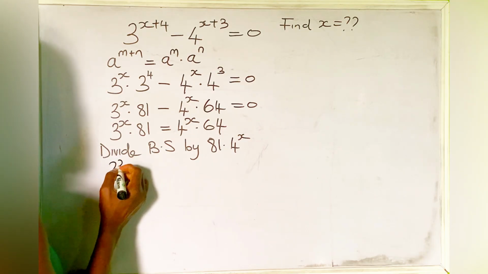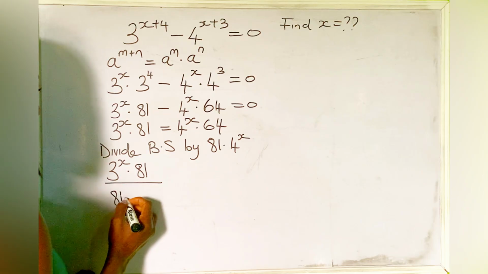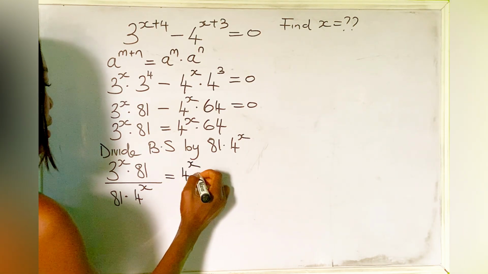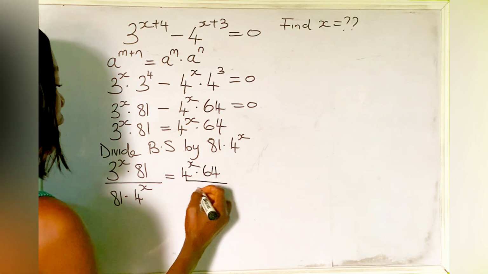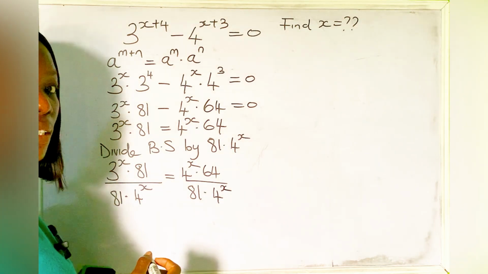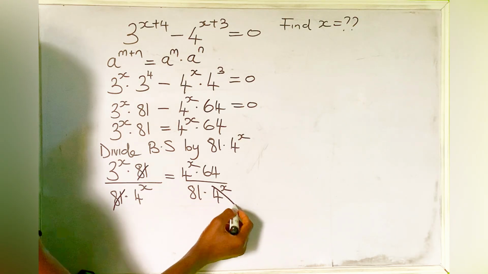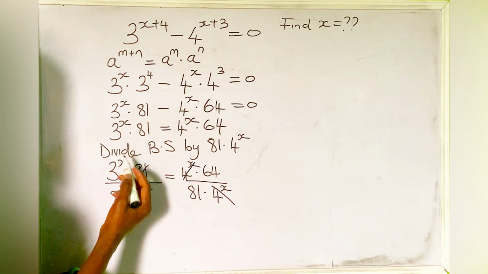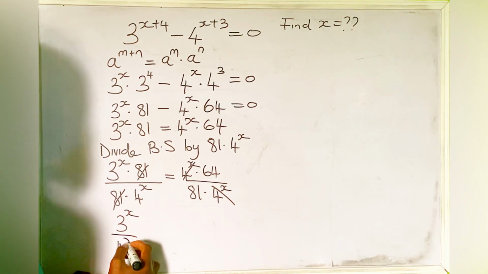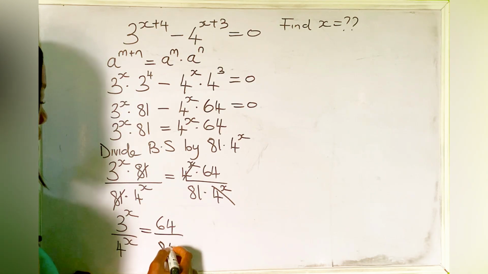So we have 3 to the power of x multiplied by 81 divided by 81 is equal to 4 to the power of x multiplied by 64 over 81 multiplied by 4 to the power of x. All right, now 81 cancels 81, and 4 to the power of x cancels 4 to the power of x. So what we are left with here is 3 to the power of x over 4 to the power of x is equal to 64 over 81.